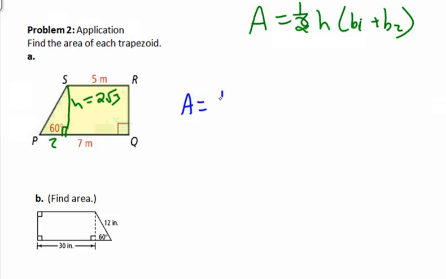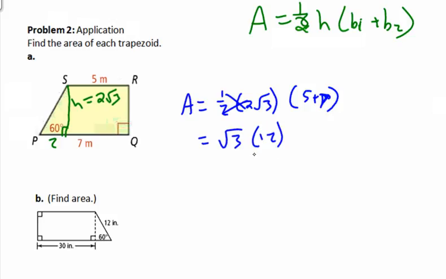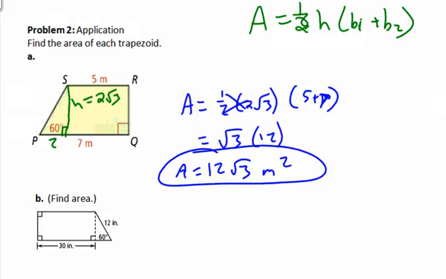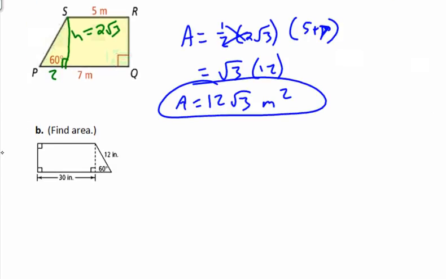Area is equal to 1/2 times 2 square roots of 3 times 5 plus 7, which is 12. Let's simplify this. 1/2 times 2, those cancel each other out. Square root of 3 times 12. So the area is 12 square roots of 3 meters squared. If you'd like to simplify that and round the decimal, that's not going to be the most accurate, but it'll give you a better sense of what the actual area is. Let's see if we can figure out this other one. Actually, try this one on your own. Why not? Alright, letter B.